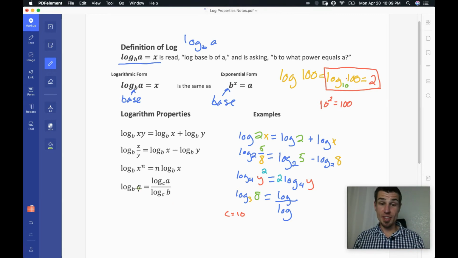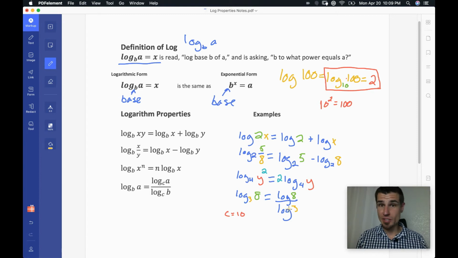So notice the number that's literally above, like the b, right? We have base b of a. The number that's literally above the other is going to stay above the other one. This 8 is going to stay above the 3. So log base 3 of 8 is equal to log of 8 divided by log of 3.